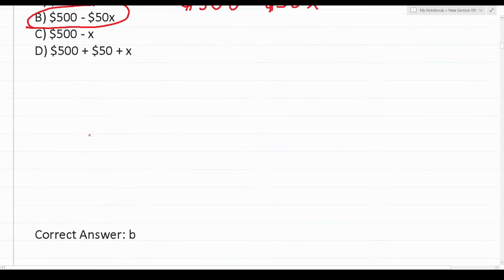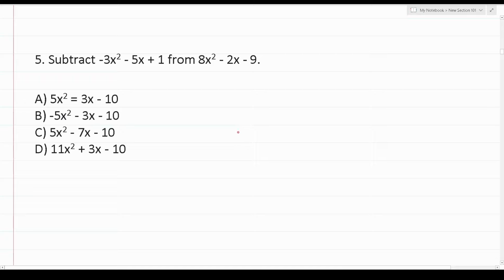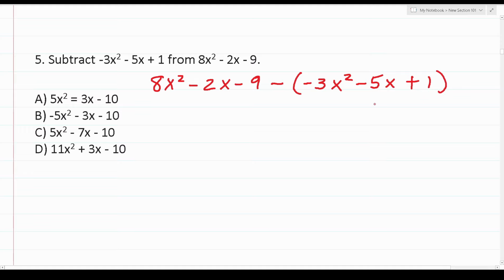Pretty easy one. Number 5 says subtract negative 3x squared minus 5x plus 1 from 8x squared minus 2x minus 9. In other words, we're subtracting two polynomials. And the key to this one is to set it up correctly. And this is what that looks like. Again, from 8x squared minus 2x minus 9, we're subtracting the polynomial negative 3x squared minus 5x plus 1. All right, if you didn't set this one up this way, chances are you didn't get the correct answer.